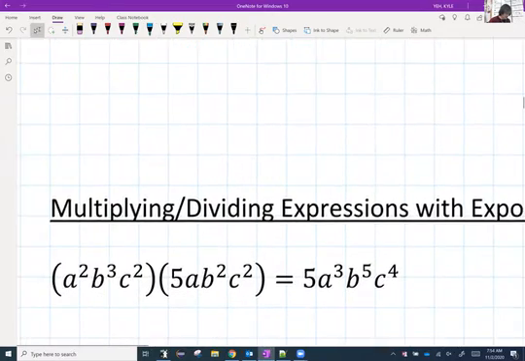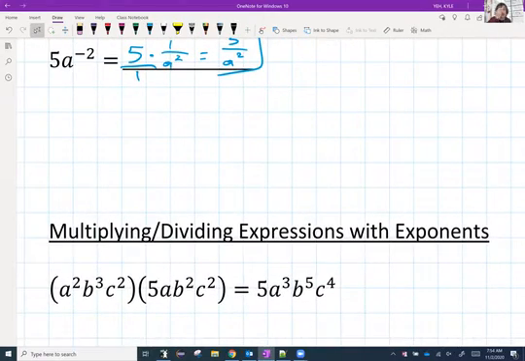What about multiplying or dividing expressions with exponents? We've seen this already this year, except we're just going to get into a little trickier territory now. a squared b cubed c squared times 5ab squared c squared equals 5a cubed b to the 5th c to the 4th. So how do we get there?